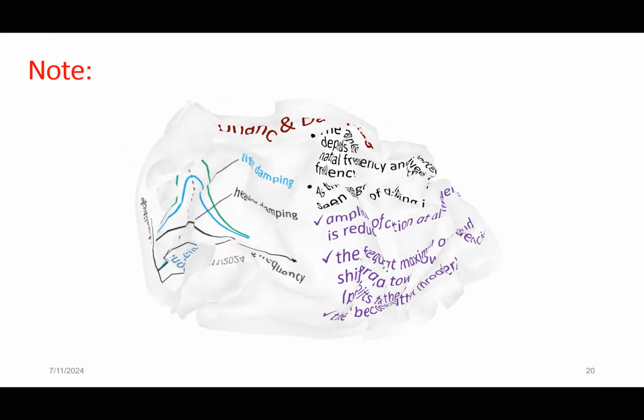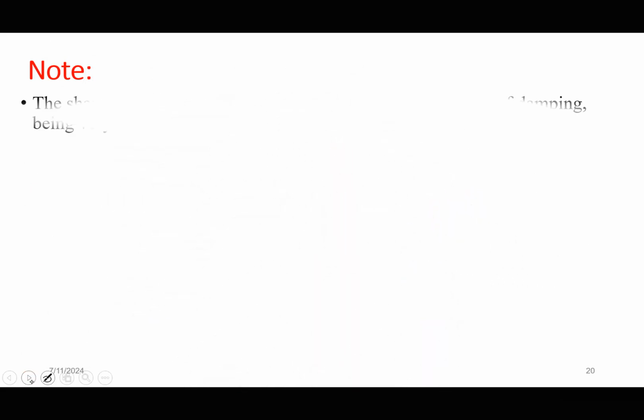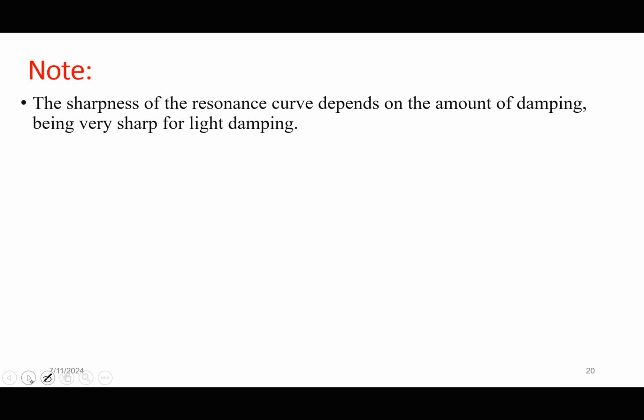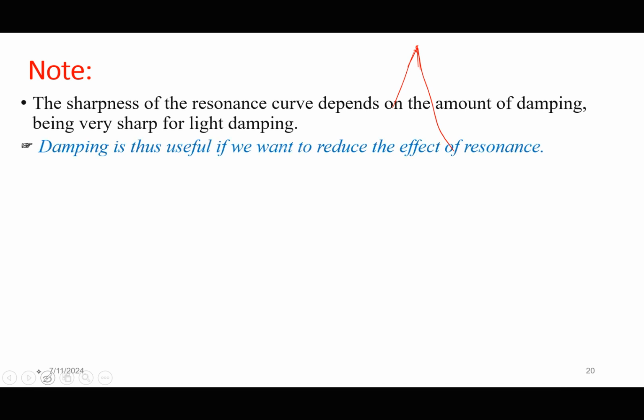A few things we need to note from resonance and damping. The sharpness of the resonance curve depends on the amount of damping, being very sharp for light damping. So if we have only light damping, it is going to be very sharp. If there is completely no damping, it will be infinite. It will be something like that. That is what we call infinite, very sharp, so that there is only one frequency for which the amplitude is maximum. For example, damping is, by the way, useful if we want to eliminate or reduce the effect of resonance.